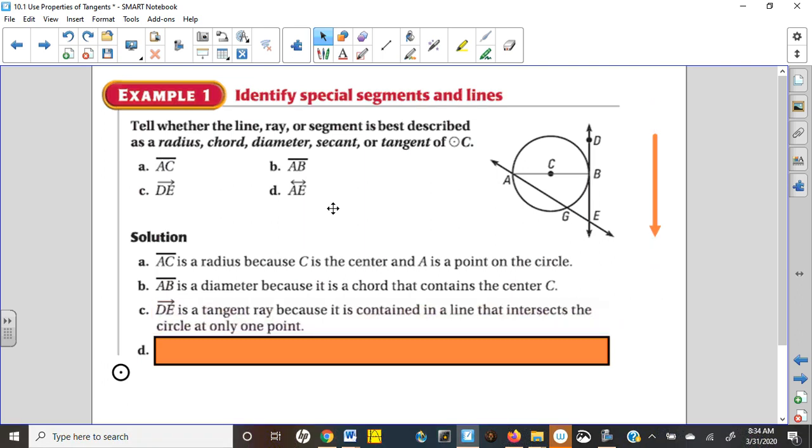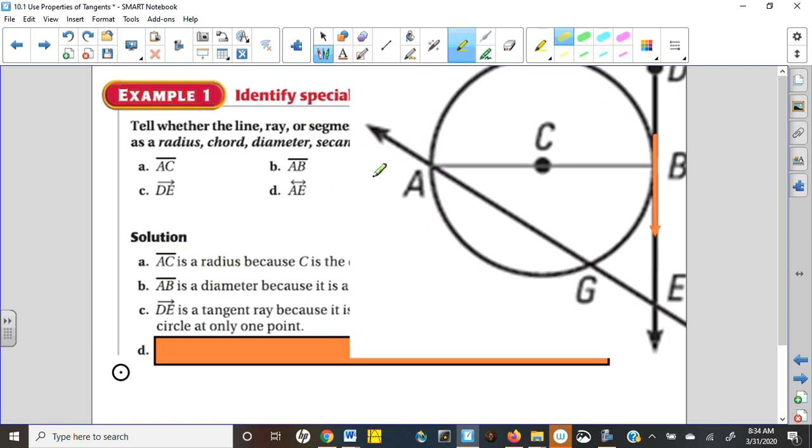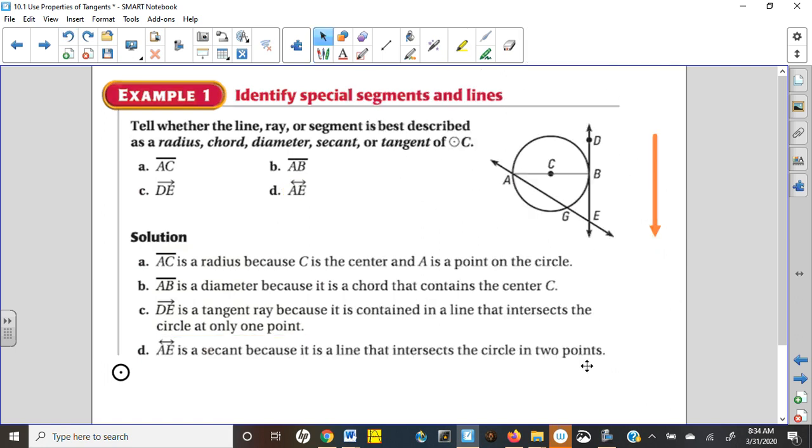And then finally, what about AE? So AE is a line. Okay, look at the notation. Line AE from A through E. Well, that's a line that actually goes through circle C 2 times, twice. And so I think we would call that a secant line. And hopefully the vocabulary is coming to you.